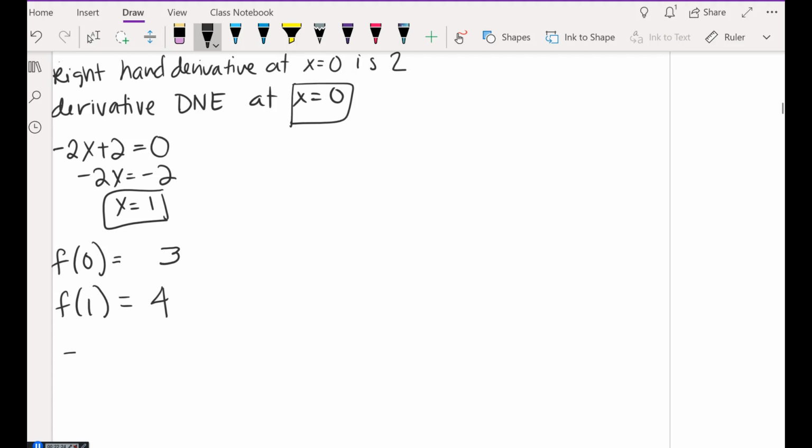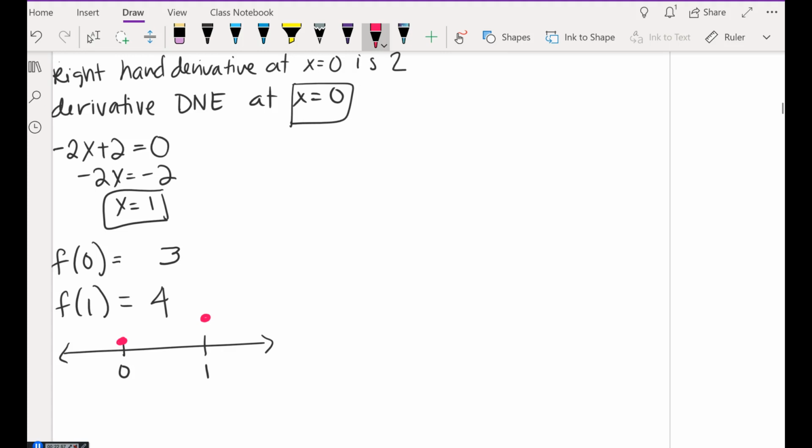What do we do? A number line, a visual aid. I'm a visual learner to begin with anyway. So I have 3 right here and 4 over here on my number line. Those are the outputs, for x equals 0 and 1. They're both above my x-axis. Would you guys agree? 3 is right here, and 4 is a bit higher. So now what do you do?